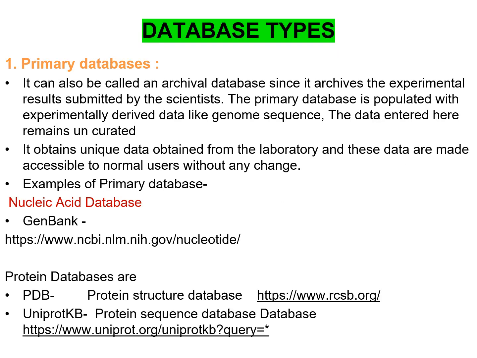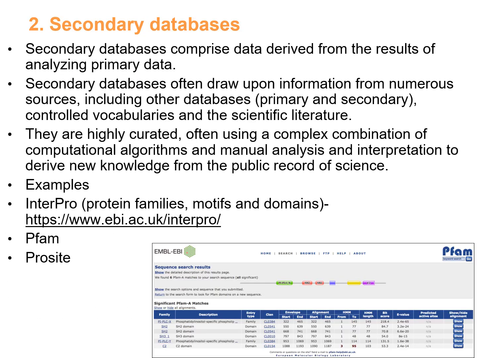There are two main types of databases: primary databases and secondary databases. Primary databases, also called archival databases, archive experimentally derived data submitted by scientists, such as genome sequences. Examples include GenBank, Nucleic Acid Database, PDB, Protein Structure Database, and UniProt-KB, Protein Sequence Database. Secondary databases comprise data derived from the analysis of primary data. They are highly curated and often use computational algorithms and manual analysis to derive new knowledge. Examples include InterPro, protein families, motifs, and domains, Pfam, and PROSITE.